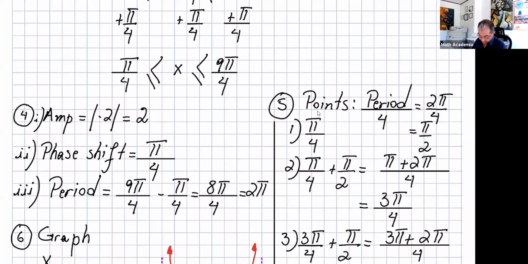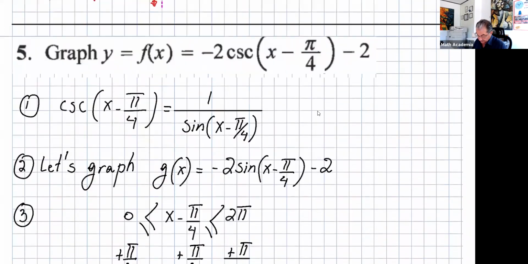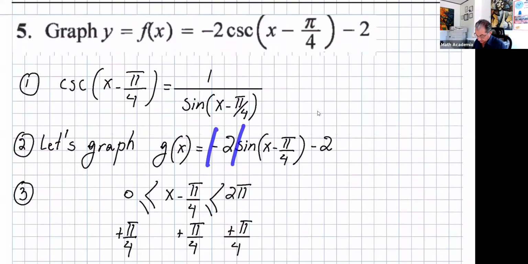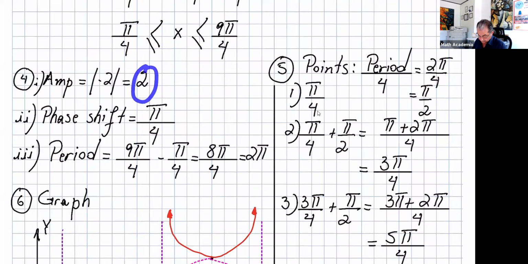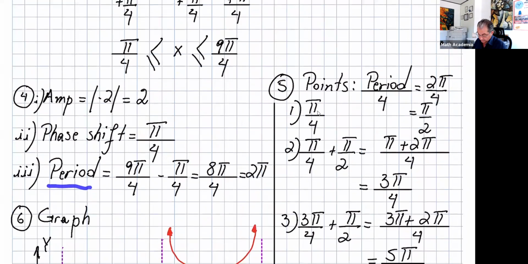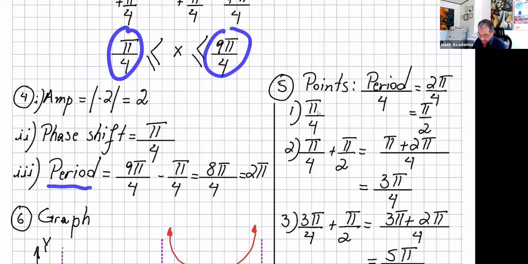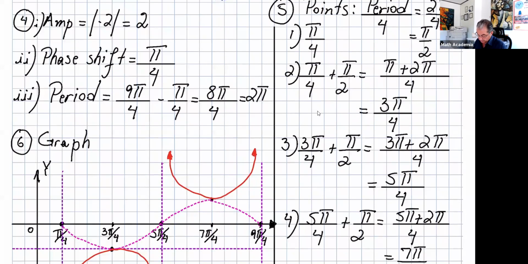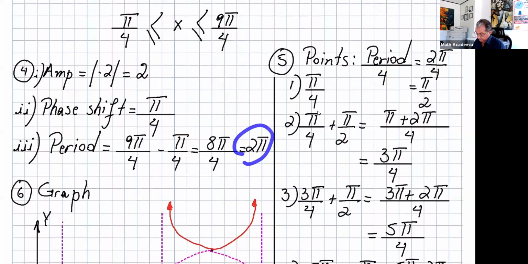So amplitude is the absolute value of this number, so it's 2. Phase shift: the graph is going to start from pi over 4, so the phase shift is pi over 4. Period: 9 pi over 4 minus pi over 4. If you do that, you get 2 pi.